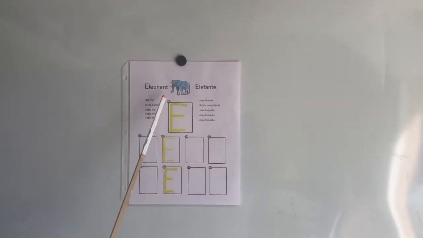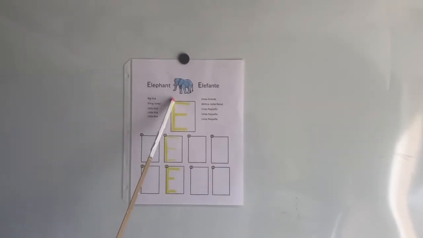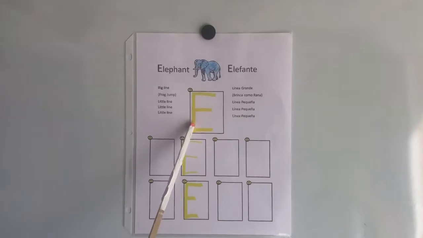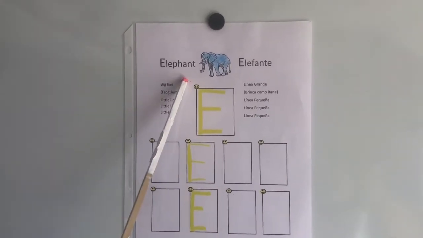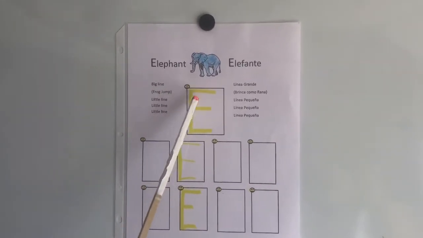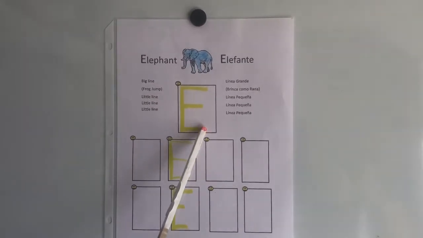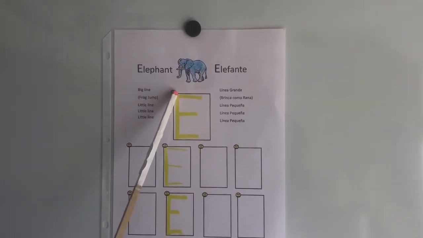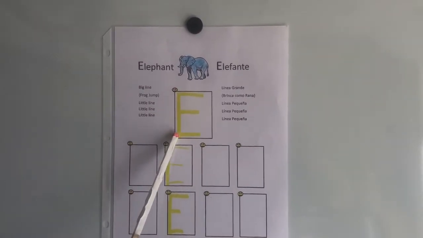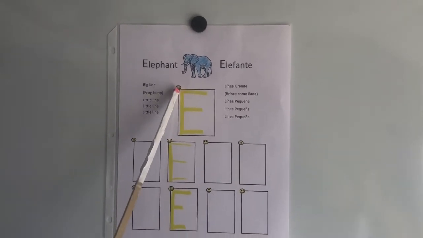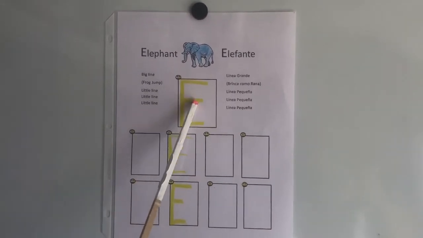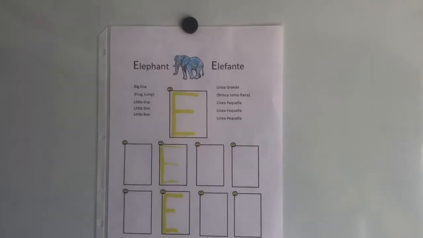Vamos a empezar. We're going to start at the starting corner. Big line, frog jump, little line, little line, little line. Empezando aquí, en la esquina. Línea grande, brinca como rana. Línea pequeña, línea pequeña, línea pequeña.